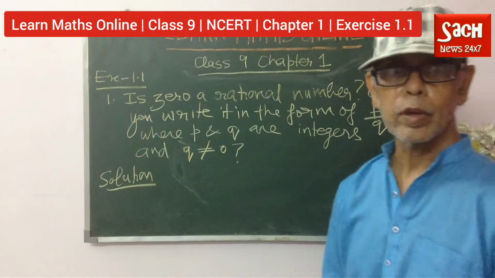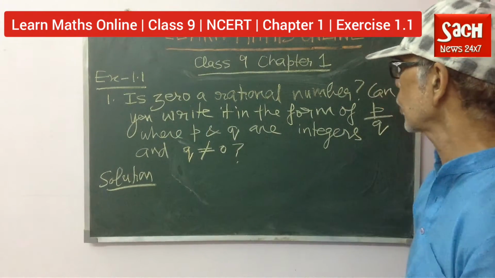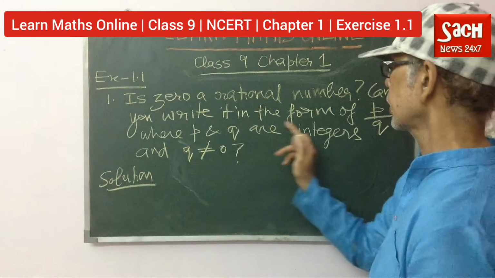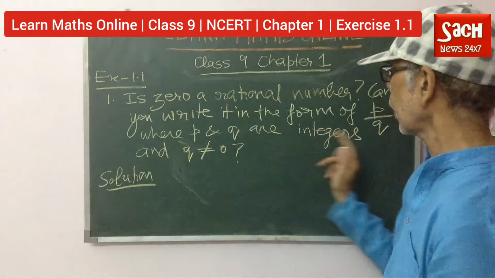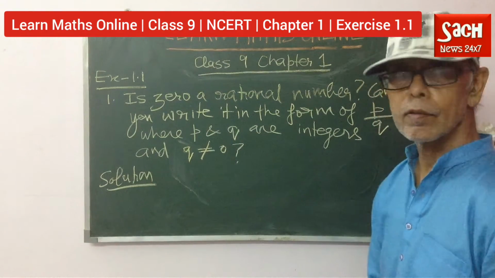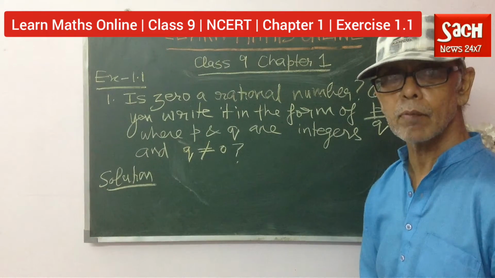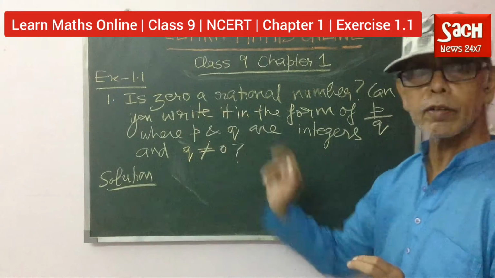Let's now do exercise 1.1. The first question is: is 0 a rational number? Can you write it in the form of P divided by Q, where P and Q are integers and Q is not equal to 0? What is a rational number? A rational number can be represented in the form of P by Q. Is 0 a rational number?